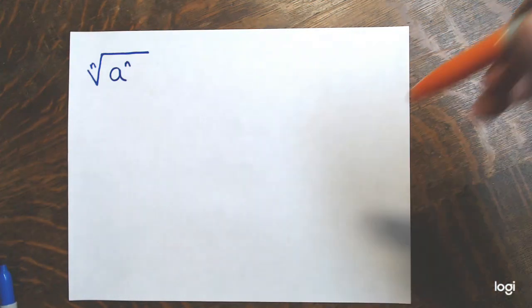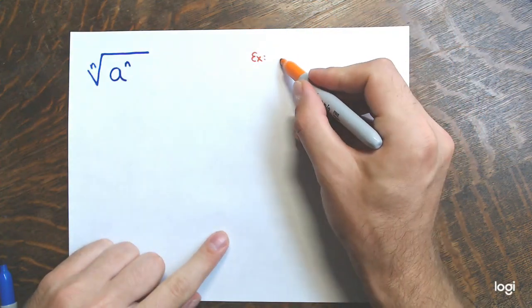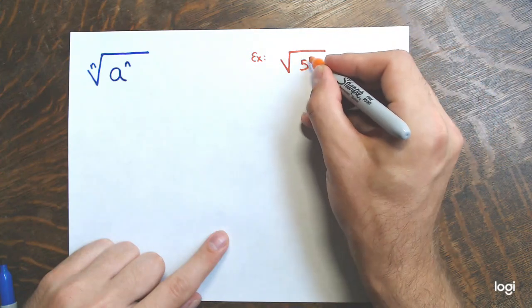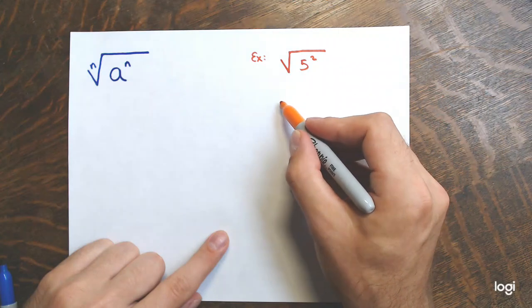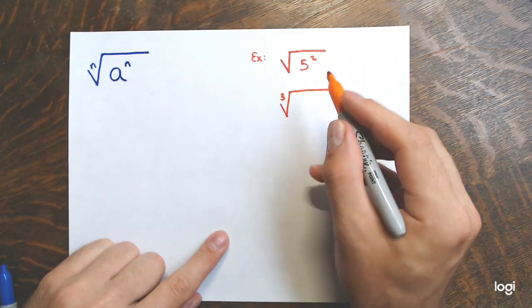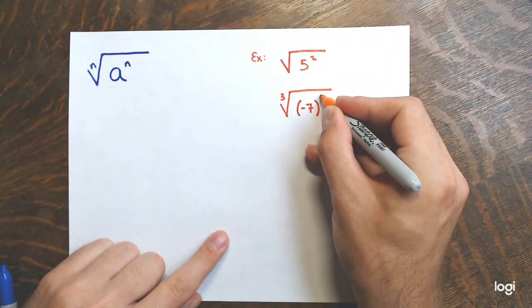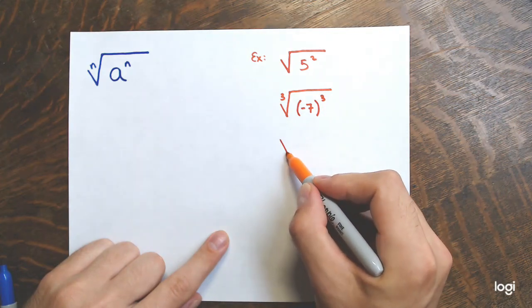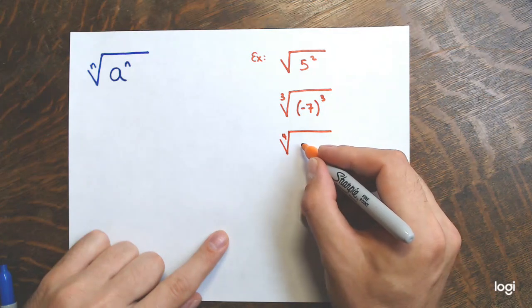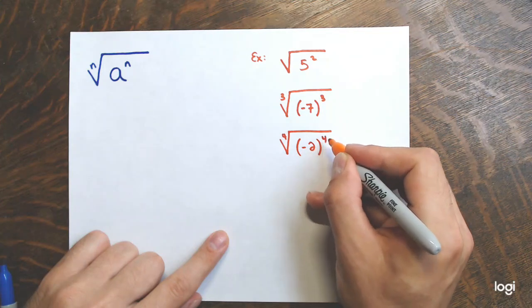So some examples of something that looks like this, off to the side here: what would be the square root of 5 squared, or what would be the cube root, remember the 3 in the index, of say -7 to the 3rd power, or the 4th root, 4 in the index, of -2 to the 4th power, and so on.